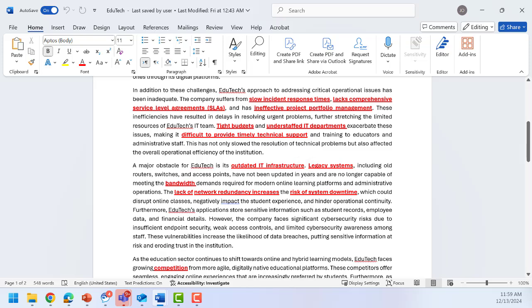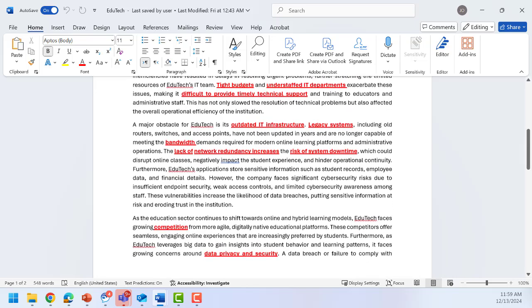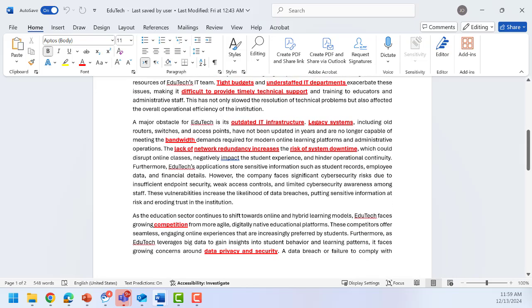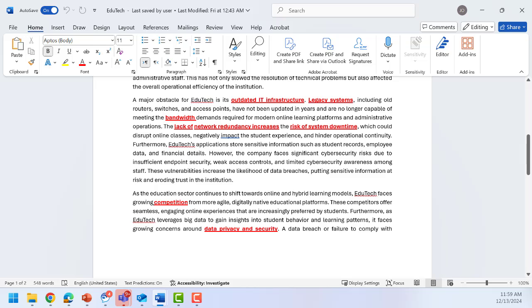Legacy systems, weaknesses. Bandwidth, lack of network redundancy, definitely. Then here, competition from agile, so that's definitely a threat. That's a threat from outside. Competition from more agile, digitally native educational platforms. Data security is whatever because of the data being used.